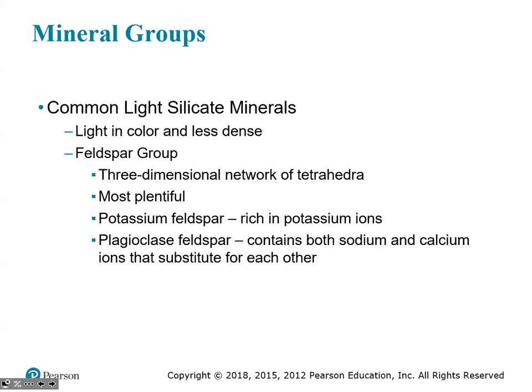So these are things like the feldspar group, which have a three-dimensional network of tetrahedra. This is the most plentiful group of silicate minerals, most plentiful group of minerals out there. Potassium feldspar is feldspar rich in potassium ions. Plagioclase feldspar contains both sodium and calcium ions that can substitute for each other. So potassium feldspar has potassium, plagioclase has sodium and calcium instead.